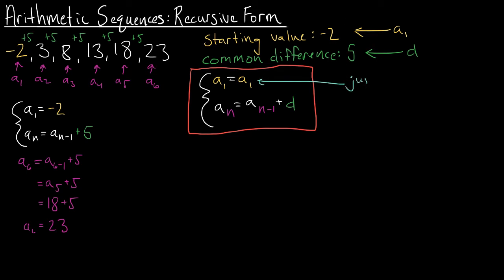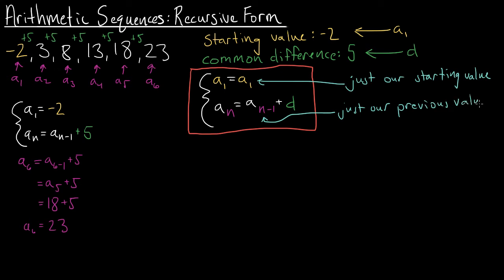So just to be explicit here, remember that a sub 1 is just our starting or initial value. And then a sub n subtract 1, which is what we have right here, is just our previous term. It's just the previous value, whatever came right before a sub n. So in this example here, we wanted to know what a sub 6 was, so we had to look at a sub 5 first.